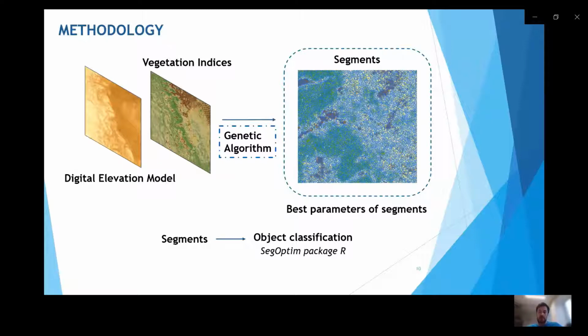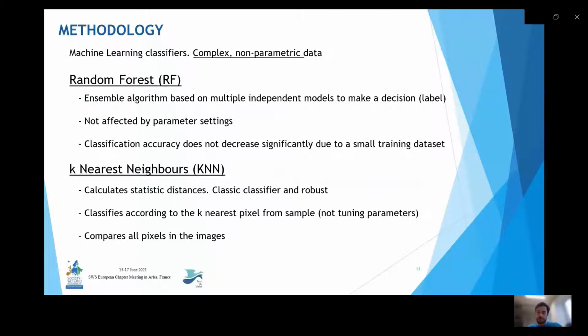Instead of selecting the best segments visually after the segmentation, we apply the genetic algorithm. This algorithm is based on maximum and minimum values to look for the best fitness function, which will perform an accurate classification after iterating several times. The reason for choosing these 2 machine learning algorithms are the following, but mainly because they deal with complex and non-parametric data.